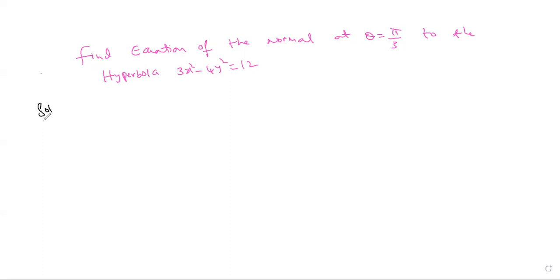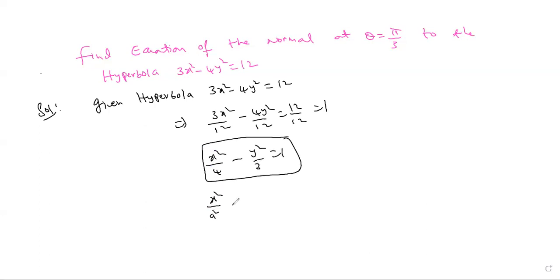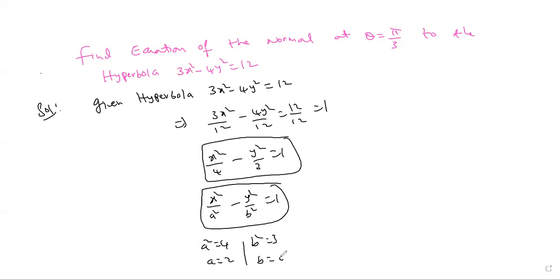First, convert the given hyperbola into standard form. The given hyperbola is 3x square minus 4y square is equal to 12. Divide by 12 on both sides. So what do you get? You get x square by 4 minus y square by 3 is 1. Now compare with standard form x square by a square minus y square by b square is 1. You can write a square as 4, so a equal to 2. You can write b square as 3, so b equal to root 3.